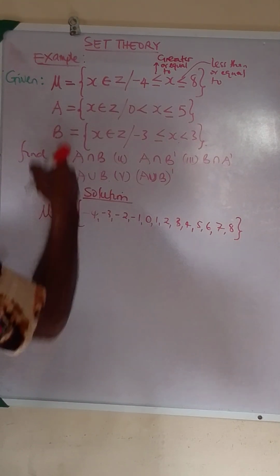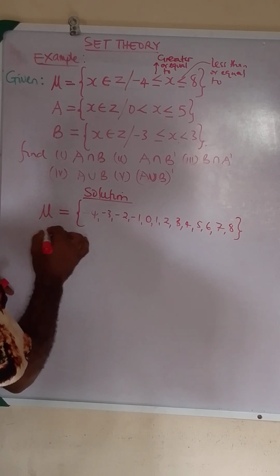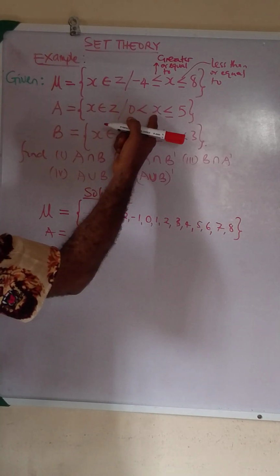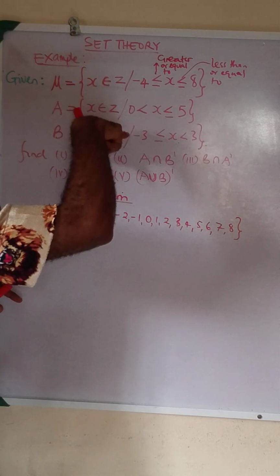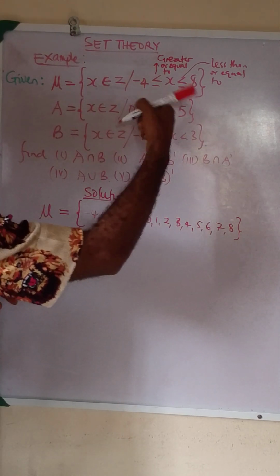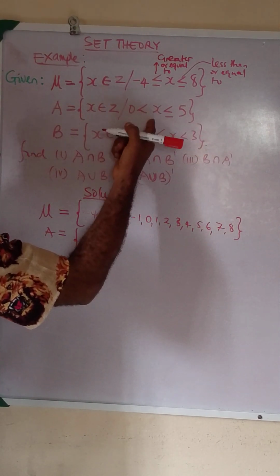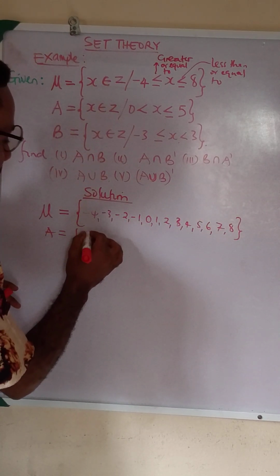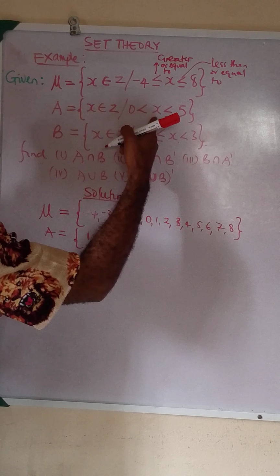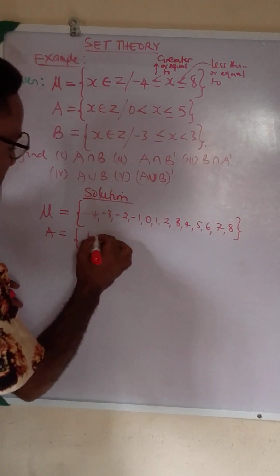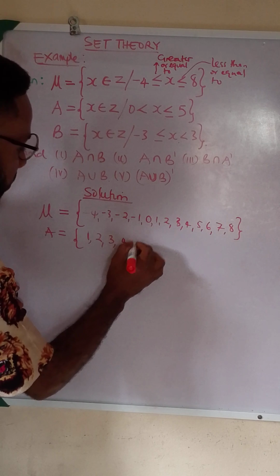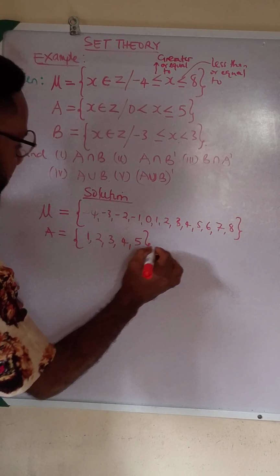We stop at 8. And so for our set A, we are told that X is greater than 0 and X is less than or equal to 5. So if X is greater than 0, it means X is from 1. So we have 1. And then X is less than or equal to 5. So this will be 2, 3, 4, 5. So we are done with our A.